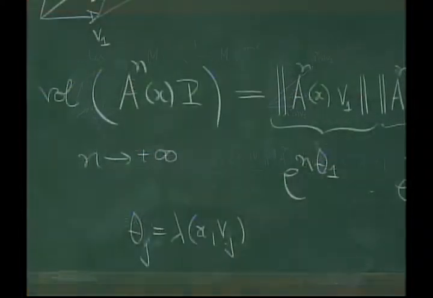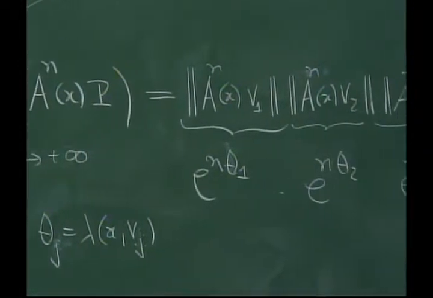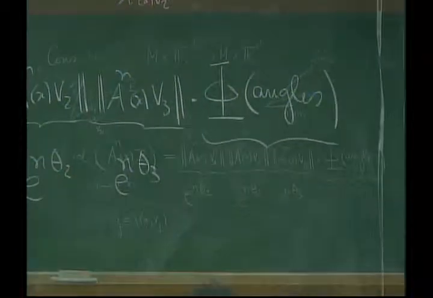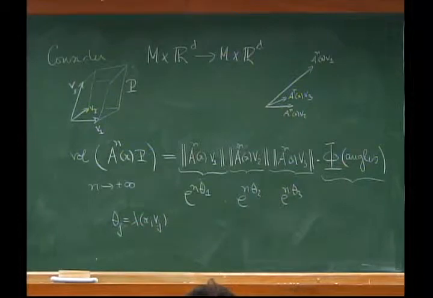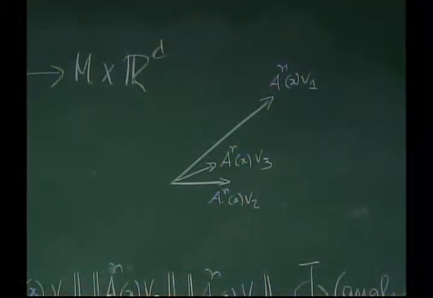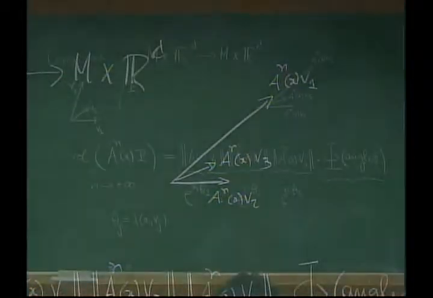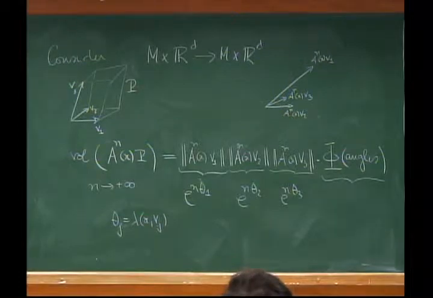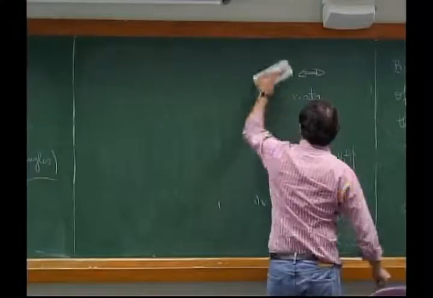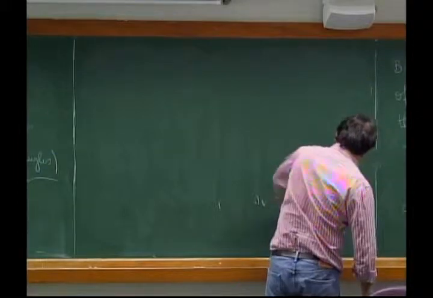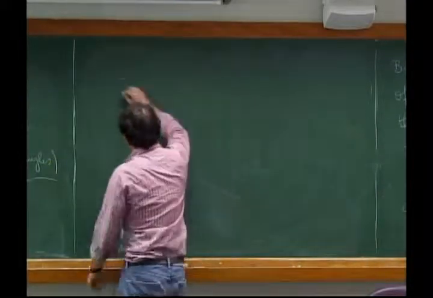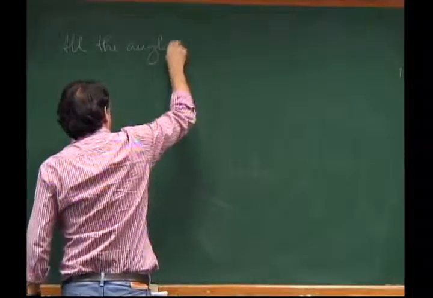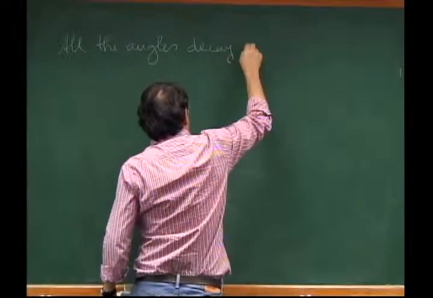Now, first warning: when you iterate like this, the angles are not bounded from 0. Of course, they are bounded from above because the angles are always less than pi over 2, but they are not bounded from 0. What we have in the invertible Oseledets theorem is that the angles decay exponentially. All the angles decay exponentially.